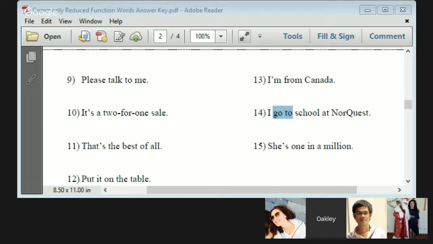"Go to" basically sounds like "Goda". I go to school at Norquest. And frankly, "I gotta" is not even correct English. I have to work. I gotta work. Really, that's a reduced form of "I have got to work". I gotta work.